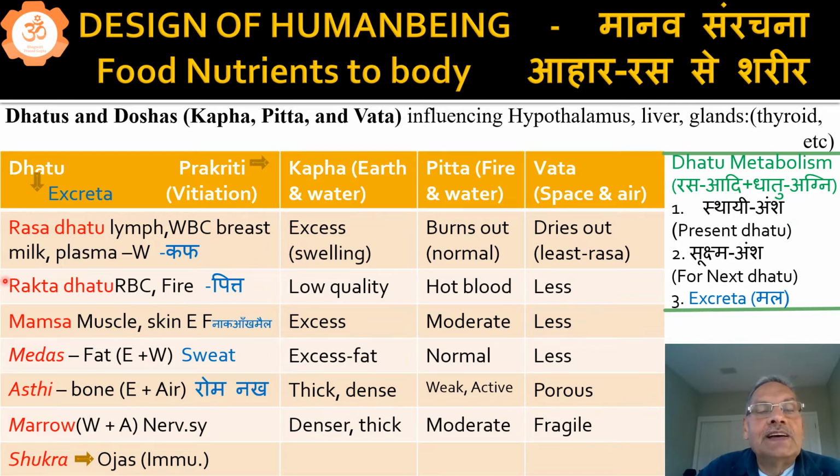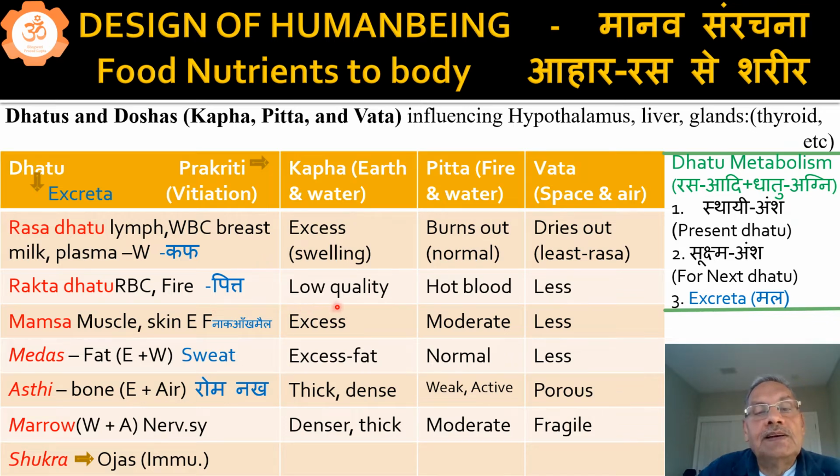From rasa dhatu, with the help of raktagni, rakta dhatu is formed. Because ras goes to the liver and ranjak pitta reacts with it, our red blood cells increase, and then rakta is formed. With the help of raktagni, rakta dhatu is formed. And its waste, the excreta, is bile, because here the fire works to form the rakta dhatu.